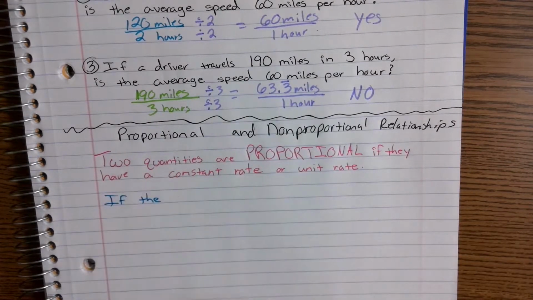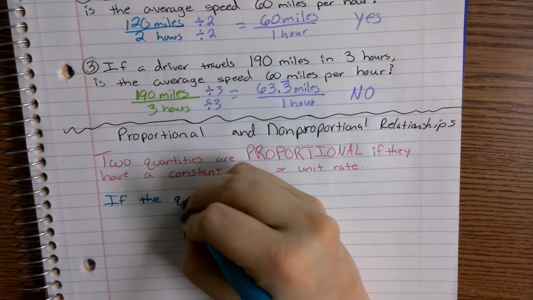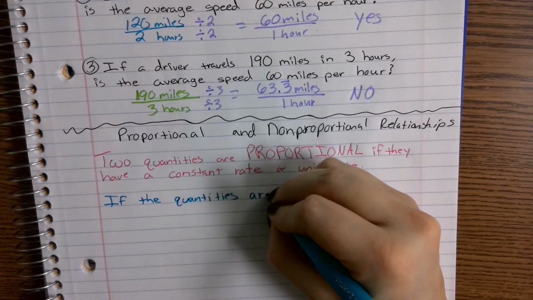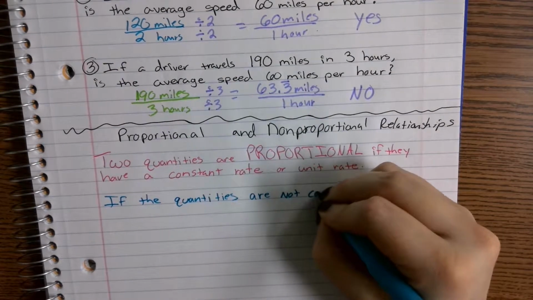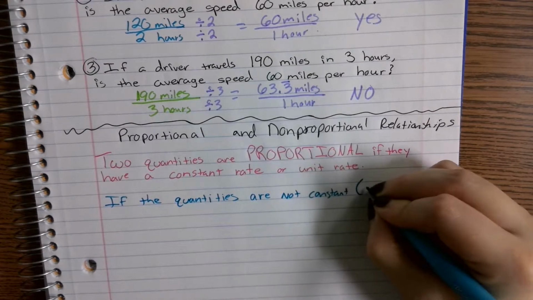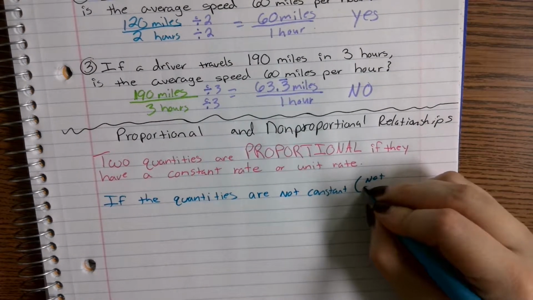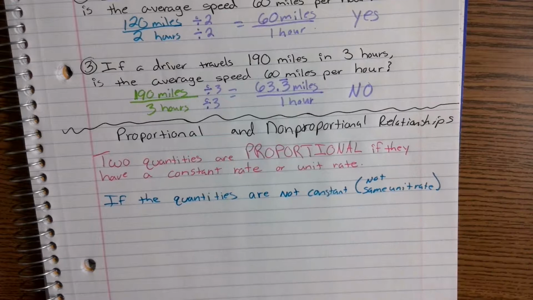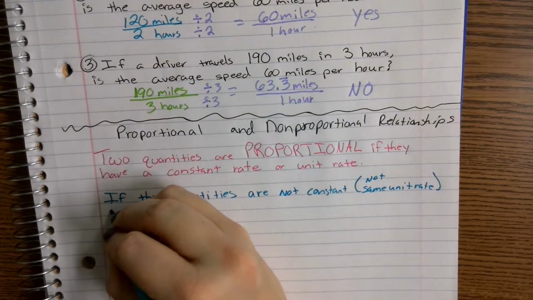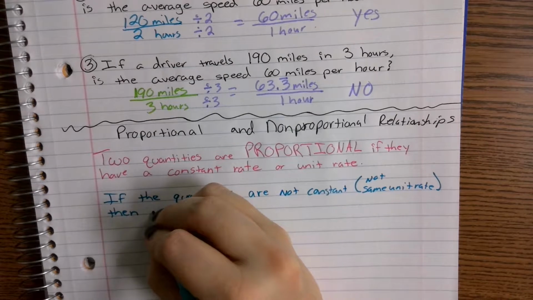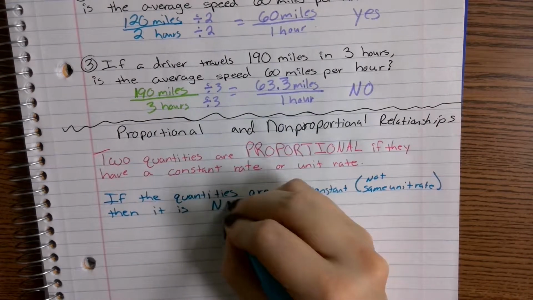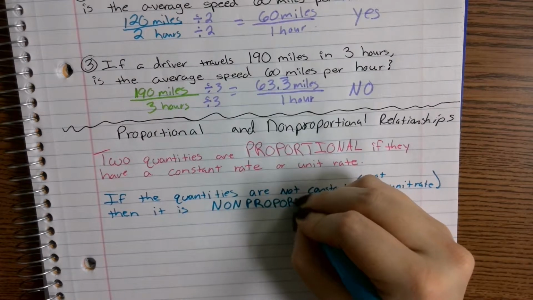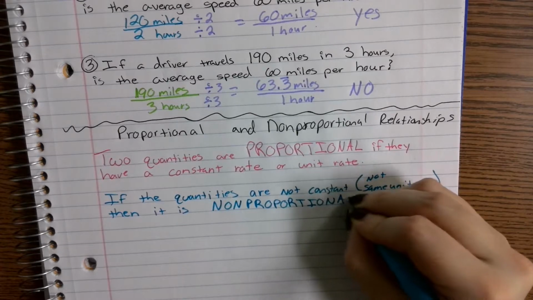So if the ratios, if the quantities that you're comparing do not have anything consistent, so the quantities are not constant, meaning that they do not have the same unit rate. So when you simplify it, it does not come out to the same unit rate, then it is non-proportional. Okay?